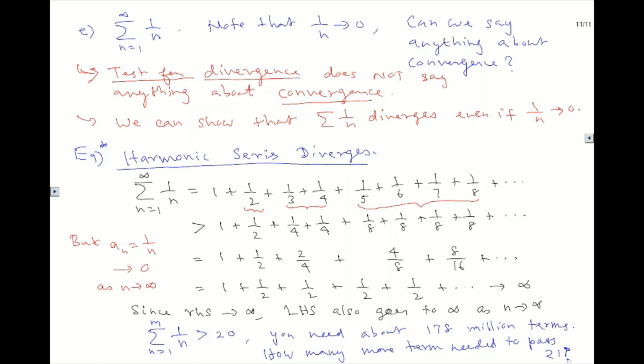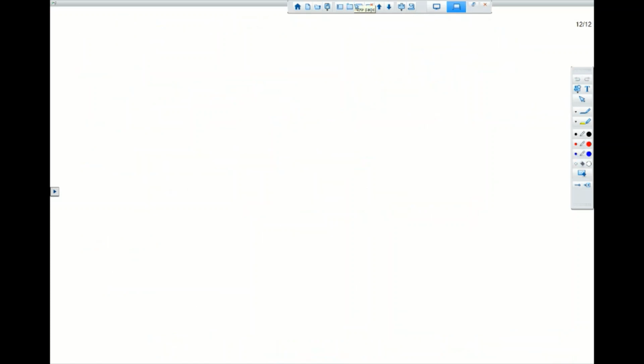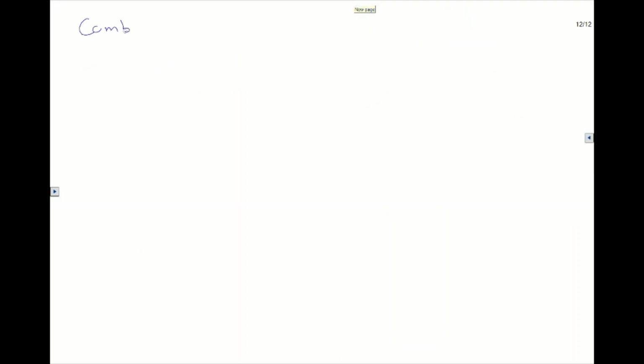Okay, so those are the three types. Now what we can do next is combine those series. Let's talk about that, and that's the last thing we're going to do here. Combining series. Combining means you can add, subtract, and multiply by a constant.